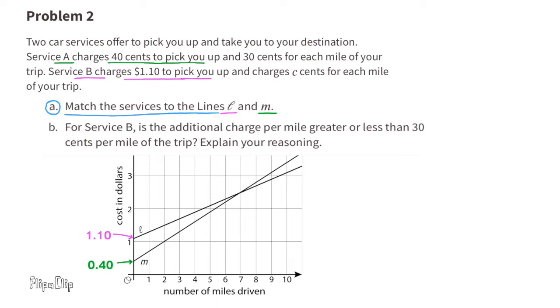The y-intercept for line L is just a little bit greater than 1. That represents the service charge, which is $1.10, a little bit more than $1. So line L would match up with service B. And the y-intercept for line M is less than half of 1. So that would match up with the 40-cent service charge for service A.